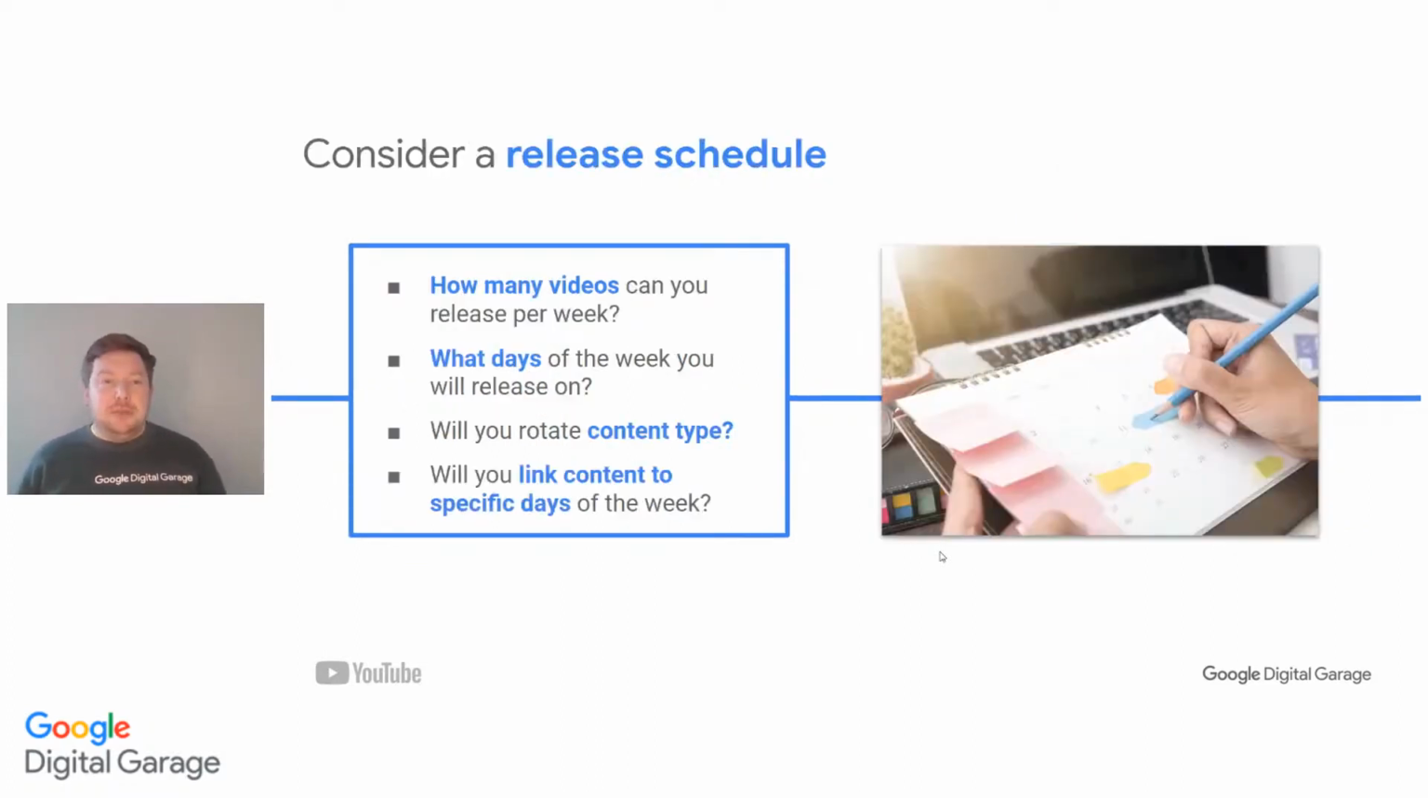Consider a release schedule. So how many videos can you release per week, realistically? Start off with once a month. Once you've done once a month, start to consider, well, that's quite easy. Twice a month. What days of the week will you release it on based on data? Will you rotate content types? Maybe you're going to do quick videos on the top 10s, then you're going to do how-tos, then you're going to do why nots, then you're going to do why us, and rotate it so people are engaged? Will you link content to specific days of the week?